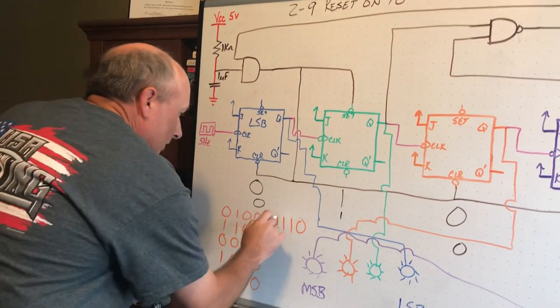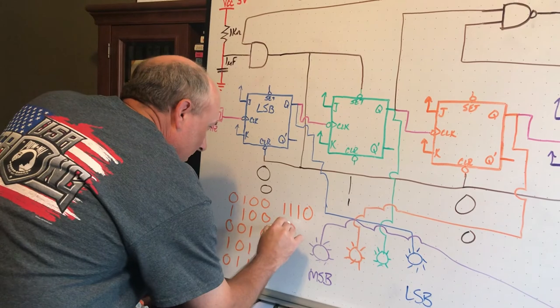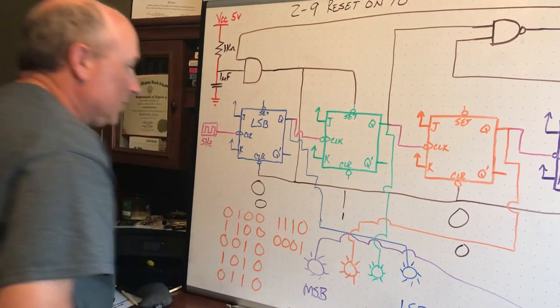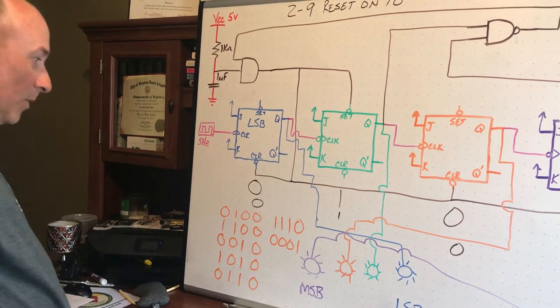That one goes to a 0. This went 1 to 0. This one's going to clock. 1 to 0. This one's going to clock. 1 to 0. That one's going to clock. So now I got 8.